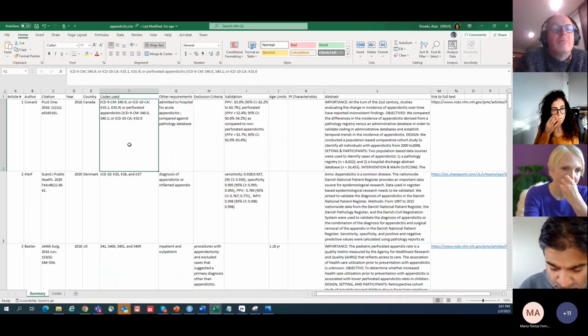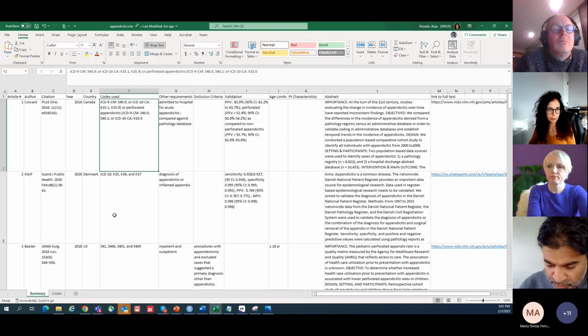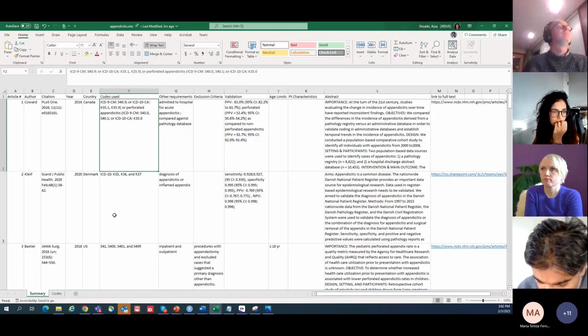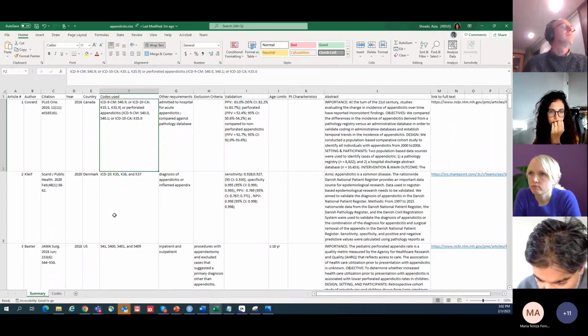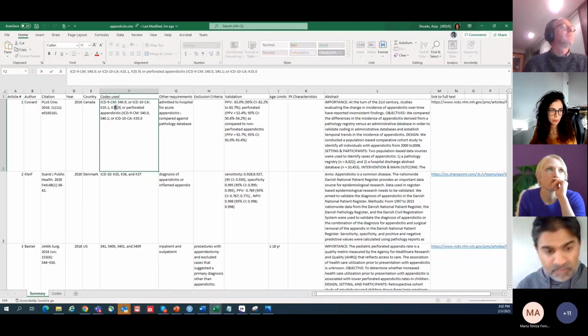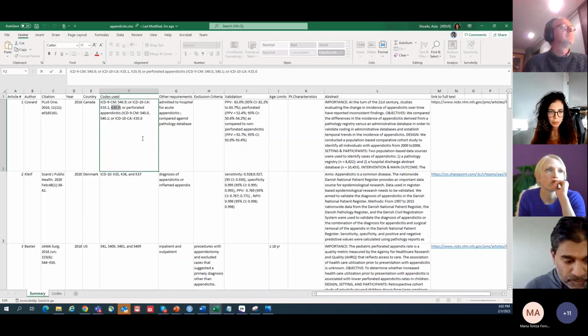What I'm doing is running the tool to check. K35.9. I do not see K35.9 in my definition. I see K35.8. I see all other K35, but I do not see K35.9. So K35.9 looks like it would map back to one of the disorders of appendix, I suspect.